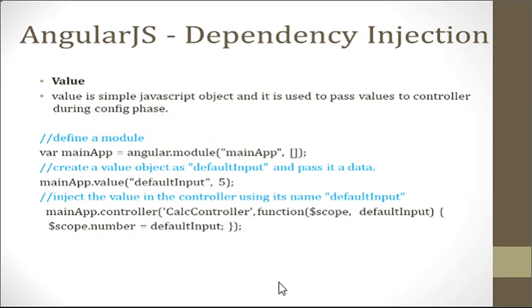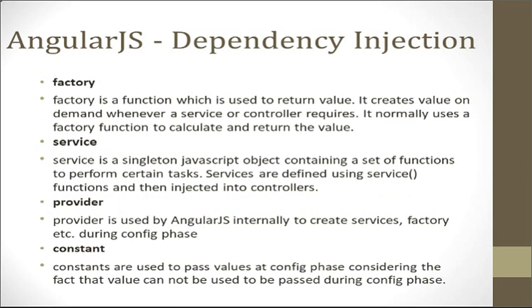Value is a simple JavaScript object, and it is used to pass a value to the controller during the configuration phase. This is an example of value. Another one, factory. Factory is a function which is used to return a value. Service is a singleton JavaScript object containing a set of functions. Provider is used by Angular internally to create services and factories. Constant is used to pass values at the configure phase.